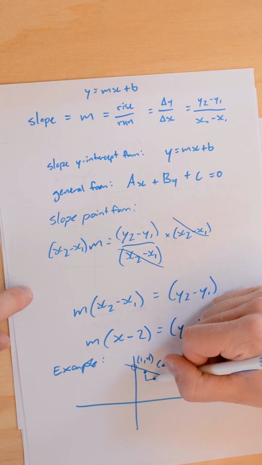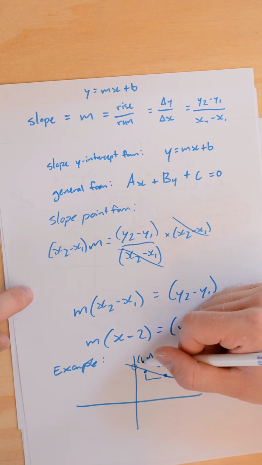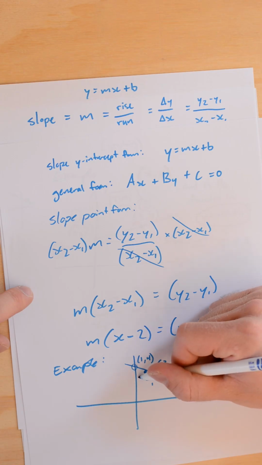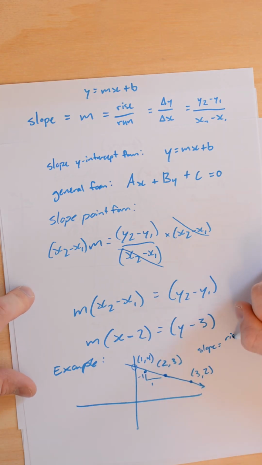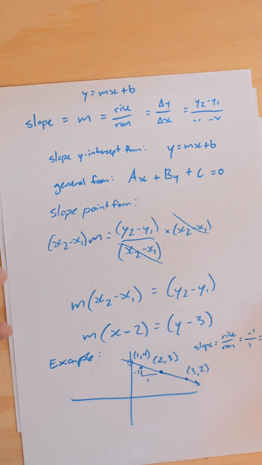Our slope, we are going over 1. We're going down 1. So our slope would be rise over run, and it'll equal -1 over 1, which reduces to -1. So the slope is negative because it's going down. If our line goes down, it has a negative slope. That will always be true.